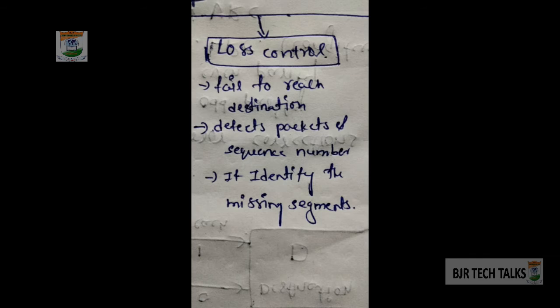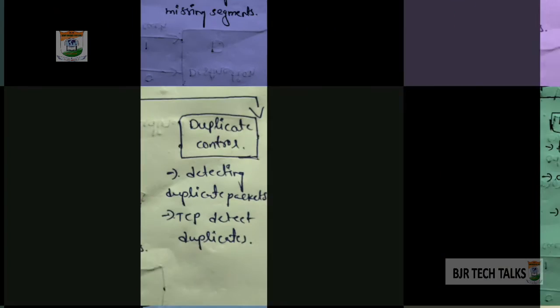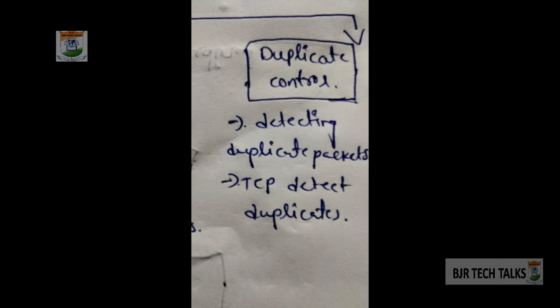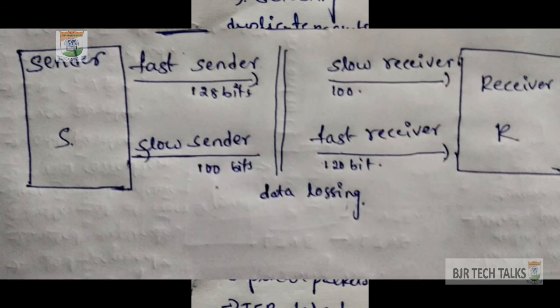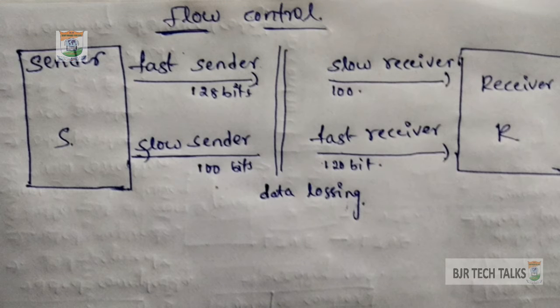Next one is loss control. If any data fails to reach the destination, loss control detects the packets by sequence number. It identifies which segment is missing and fulfills it. The transport layer performs duplication control by detecting duplicate packets. When duplicate copies of one packet arrive at the destination, TCP should provide a mechanism to detect the duplicates.